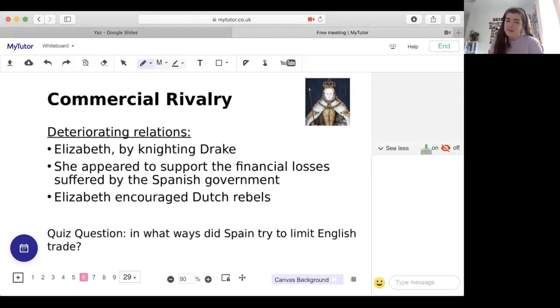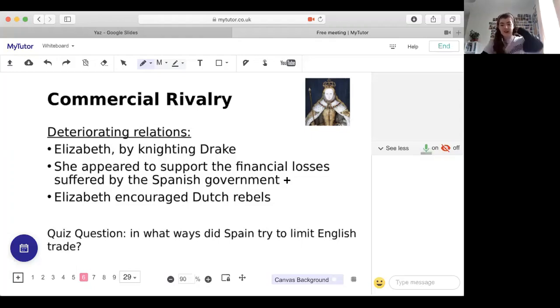What ways did Spain try to limit English trade? You can think about how they tried to limit English trade in Europe and in the New World as well. So anything that you can come up with, and then we will have a look at the answer. So in what ways did Spain try to limit English trade? This is quite a hard question, so don't worry if you can't get it.